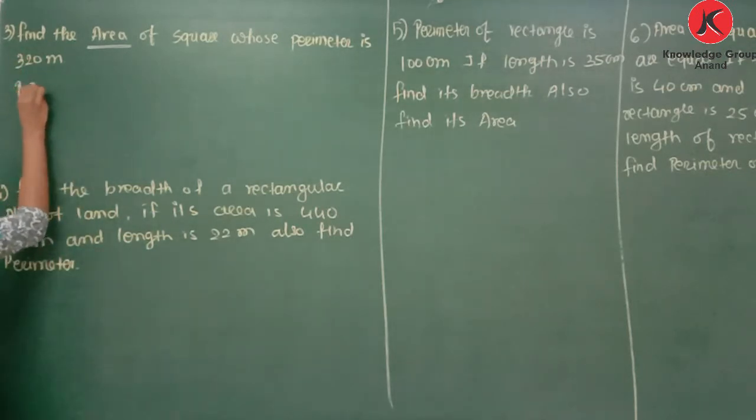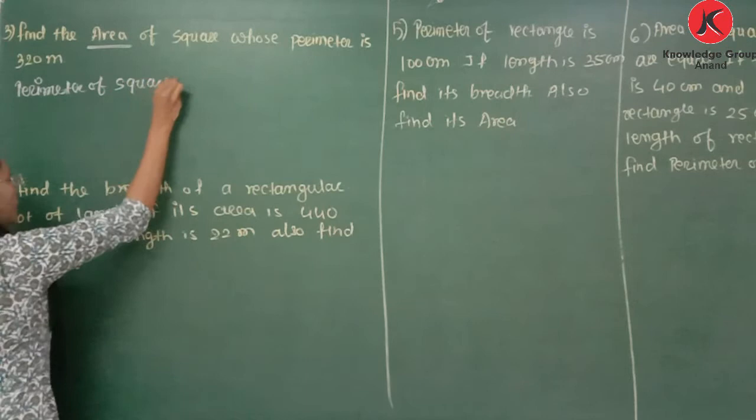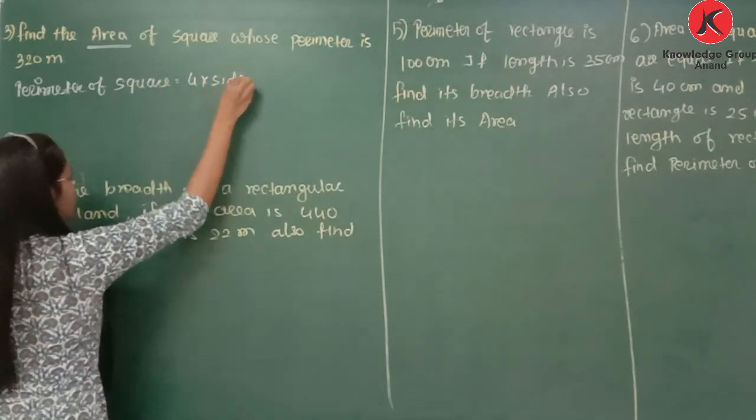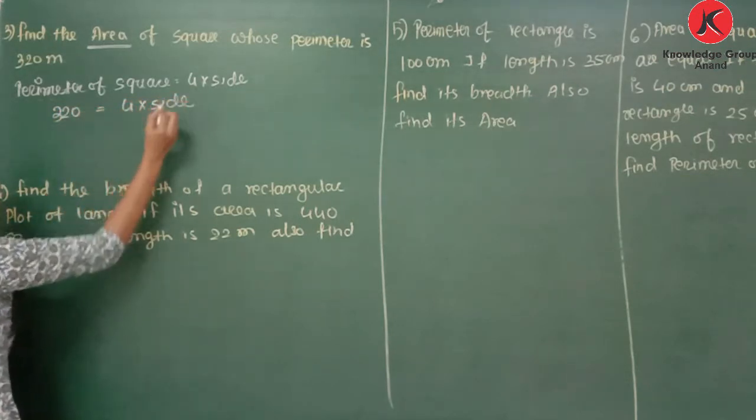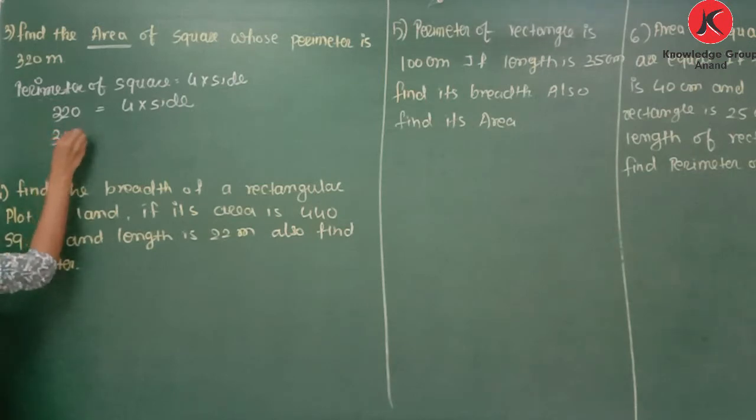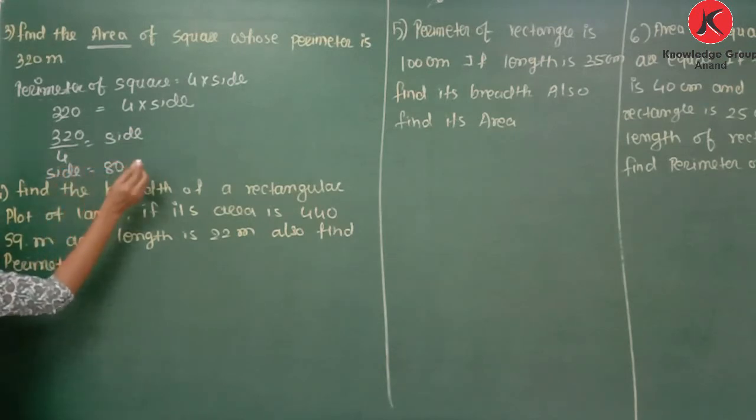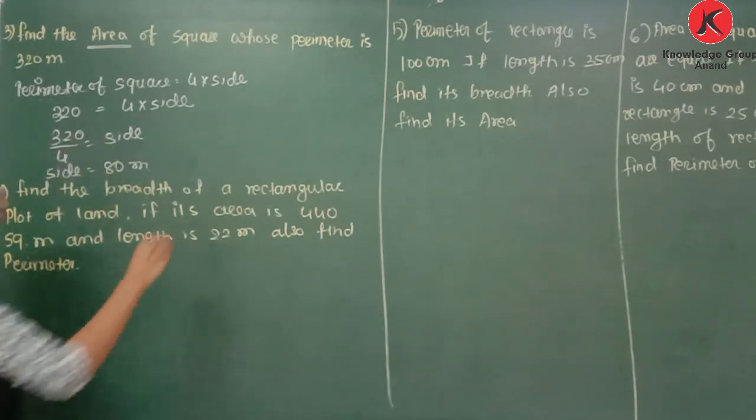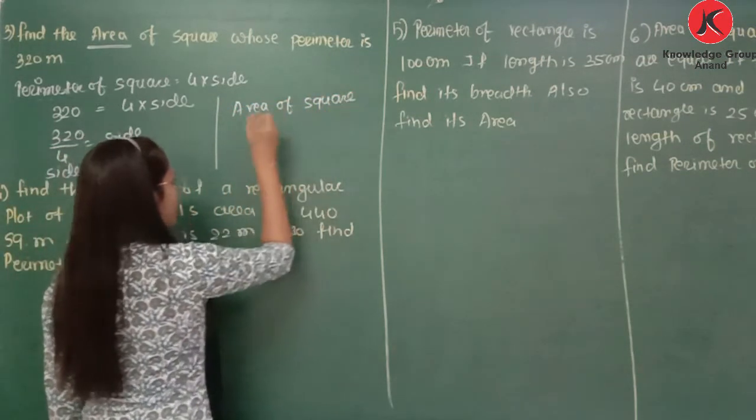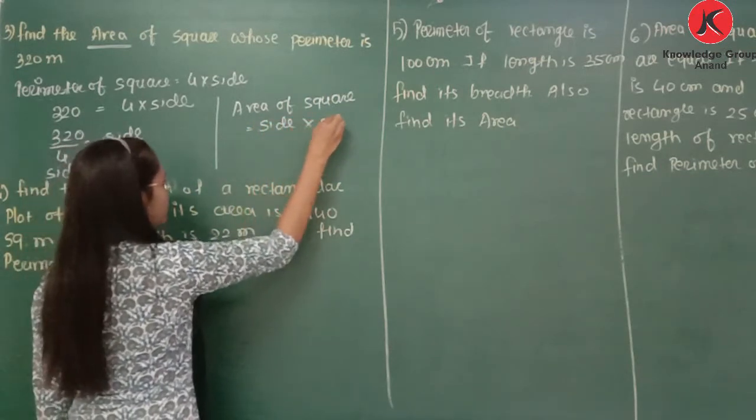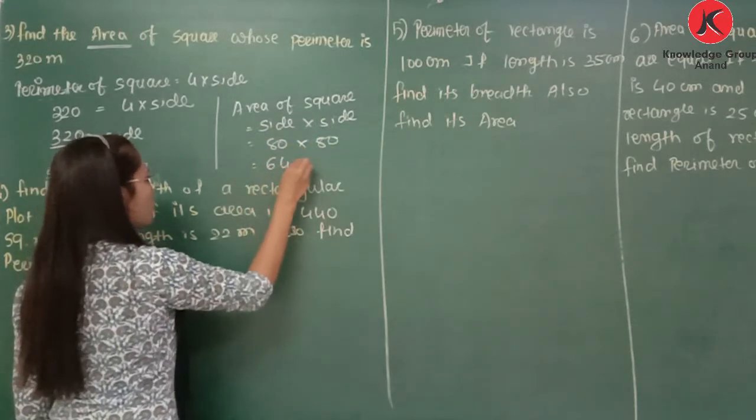So perimeter of square, that is 4 multiply side. Perimeter is given, 320. 4 multiply side. So to find the side, take 4 in a divide. So side will be 80 meter. Now area. What is the equation? That is side multiply side. So 80 multiply 80 is 6400 meter square.